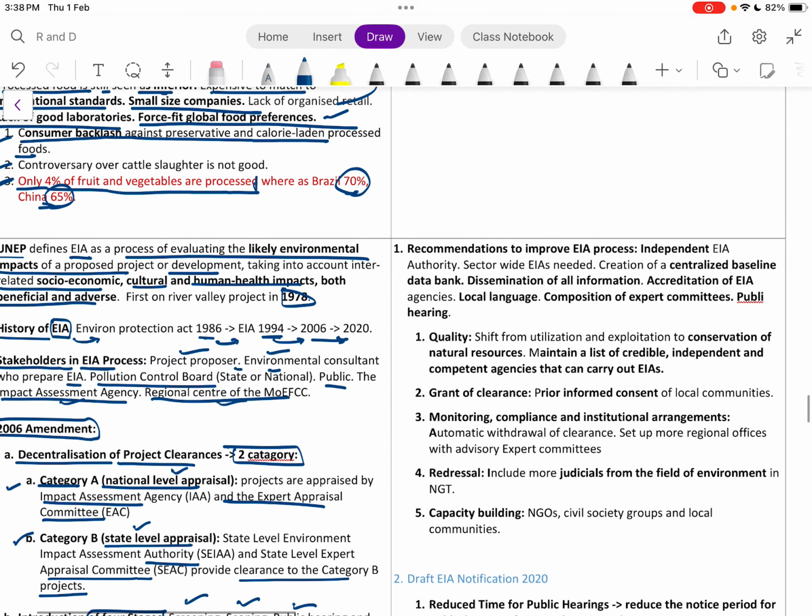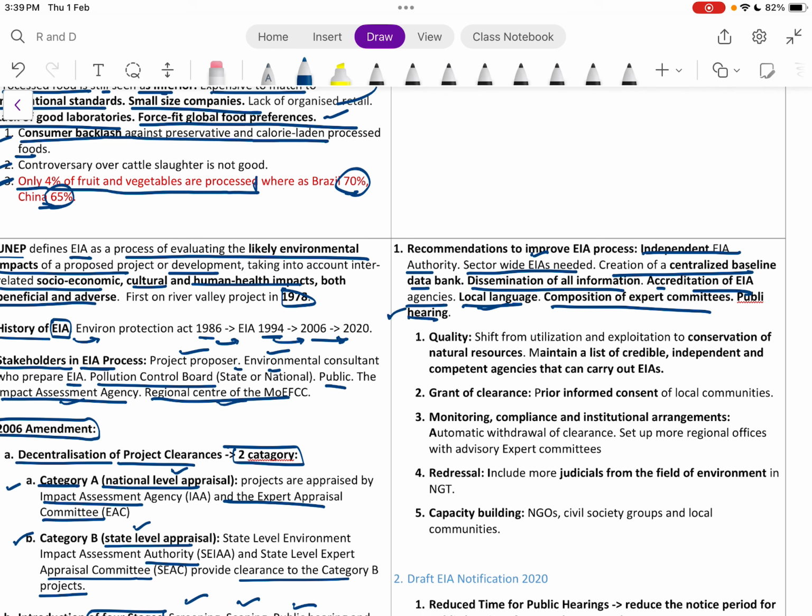What are the recommendations to improve the process? First is the Independent Environment Impact Assessment Authority. Sector-wide environment impact assessment needed. Creation of centralized baseline data bank. Dissemination of all information. Accreditation of Environment Impact Assessment Agency. Use of local language. Composition of expert committees.